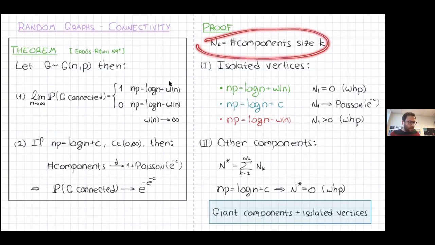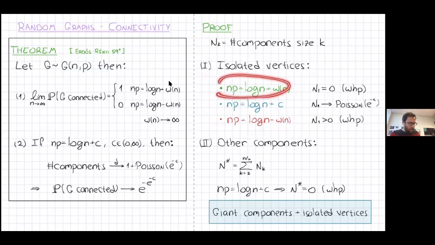We define by n_k here the number of components of size k, components with k vertices. And there are basically two parts to the proof. The first part deals with isolated vertices, namely components with only one vertex. And then one can show that there is this phase transition for the isolated vertices. So if you're slightly above the threshold, then with high probability, no isolated vertices. If you're below the threshold, you're guaranteed to have some, and quite a large number of isolated vertices.